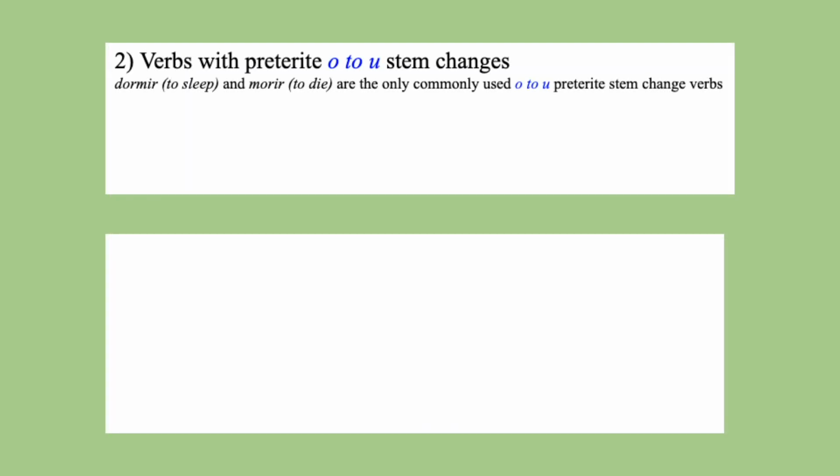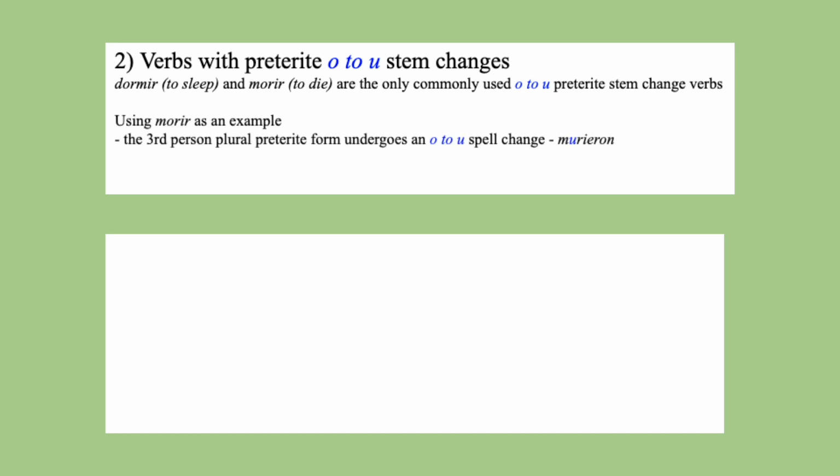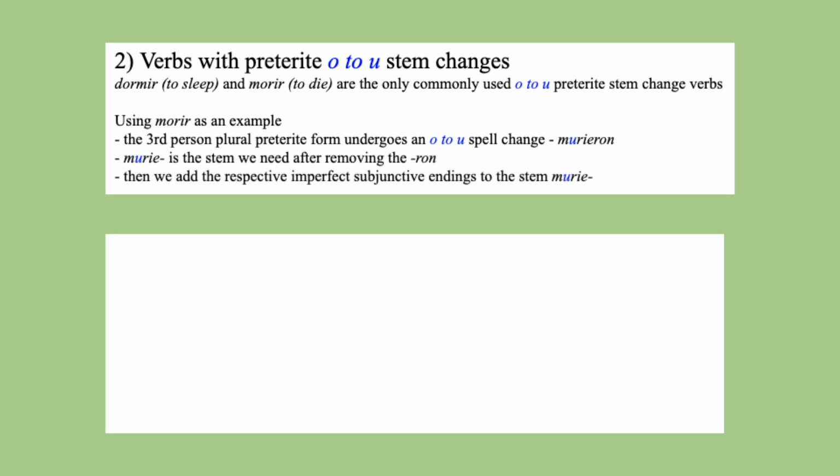For the O to U preterite stem change, you only need to know dormir and morir. So for morir, we have an O to U stem change in the third person plural preterite form, murieron. We remove the ron and obtain the stem murie. And then to this stem we add the imperfect subjunctive endings.